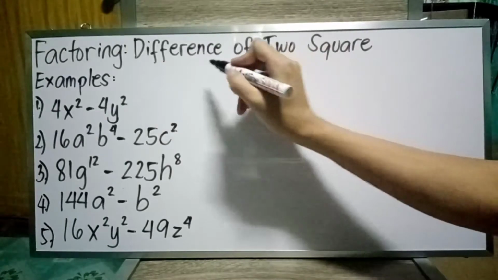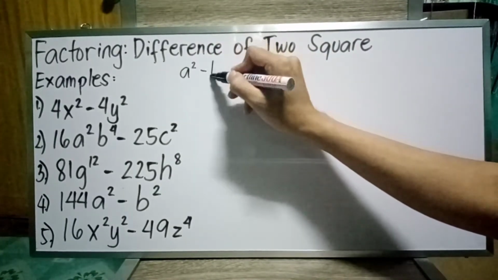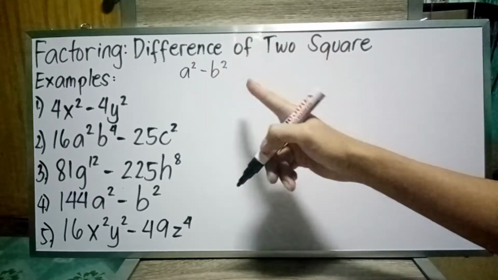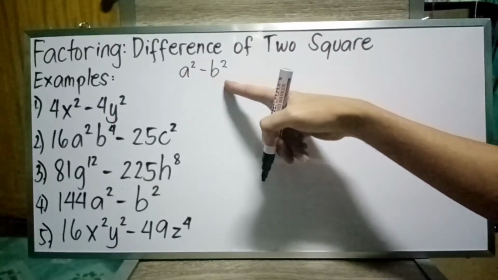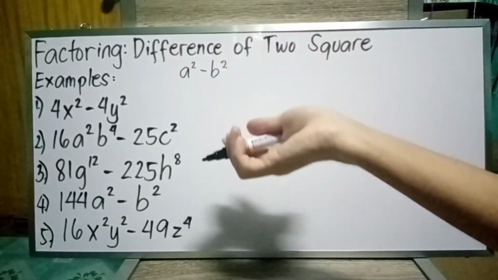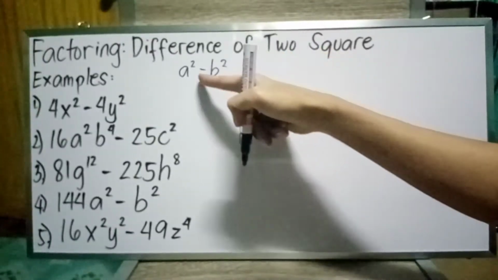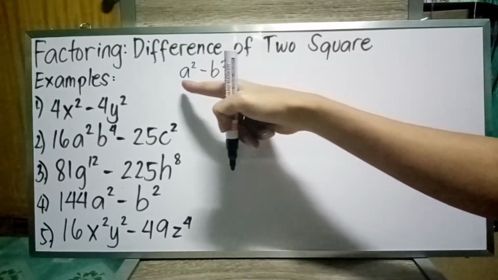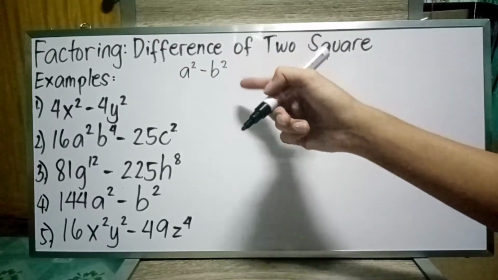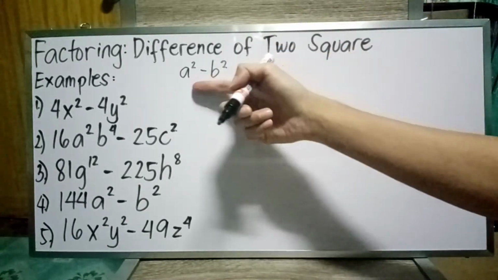Okay, for example, we have a squared minus b squared. That is the difference of two squares. A squared, b squared. That is two squares. And when we say difference, it is the answer in subtraction. That's why we use minus. Okay, so a squared minus b squared. Now, we're going to factor out its term or equation like this.